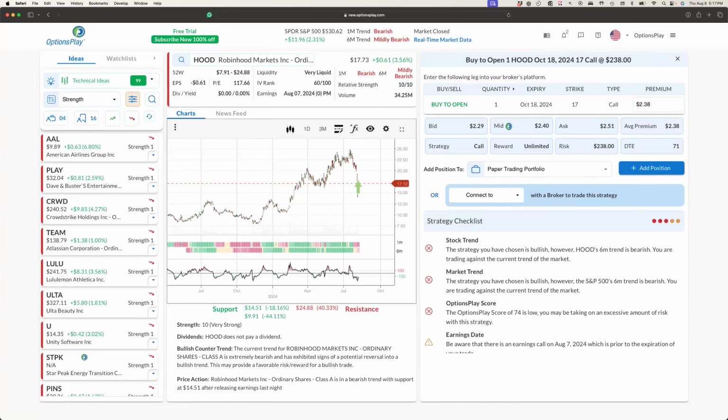I only buy stocks with a strength of 10. No, strength of 10 just tells you those are the strongest stocks in the market, but those are by no means the only ones that you should trade.